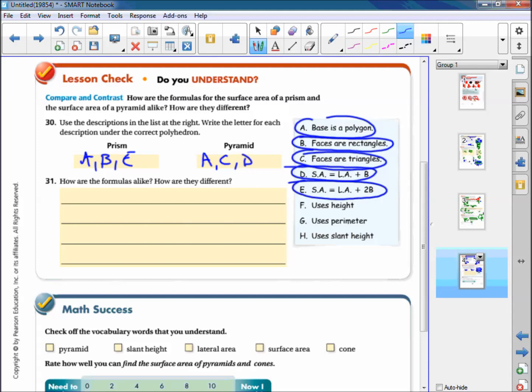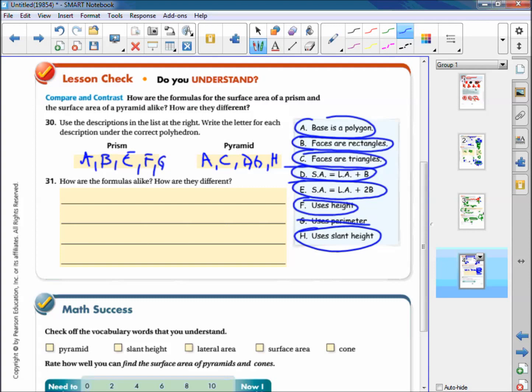All right. Uses the height. So for F, we're going to need the height for a prism. Okay. For a pyramid, we need the slant height. So that's going to go here. But we need that perimeter for both. Okay. All right. So perimeter is going to go in for both.